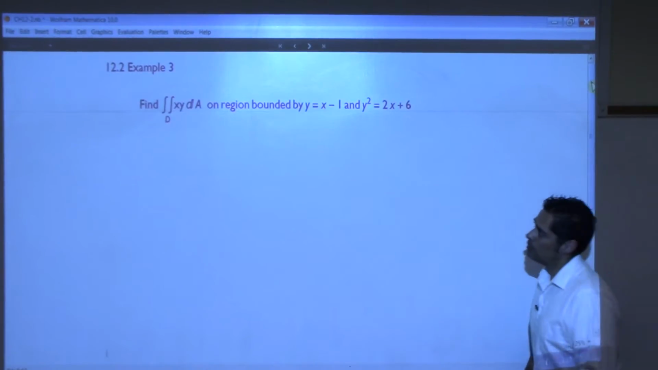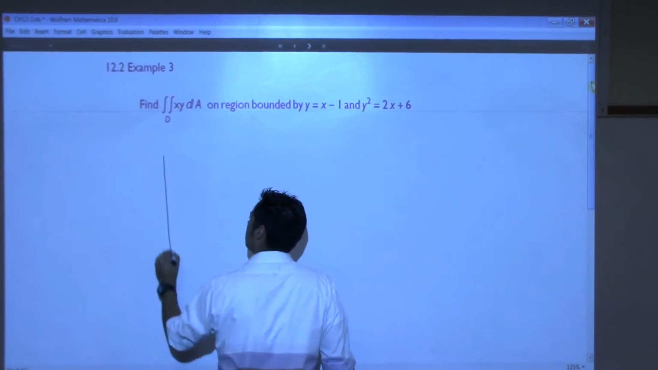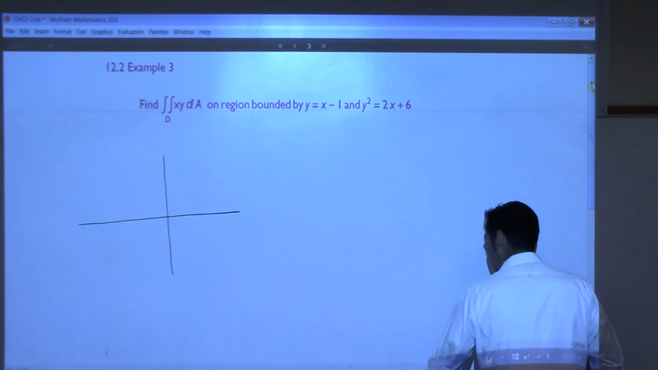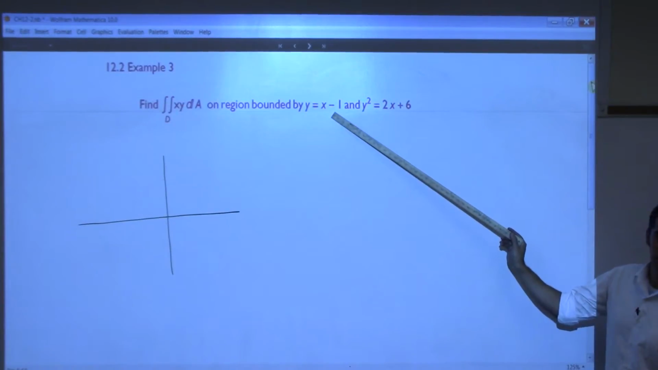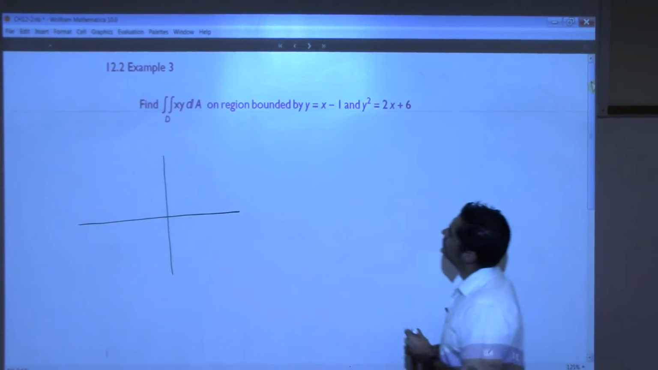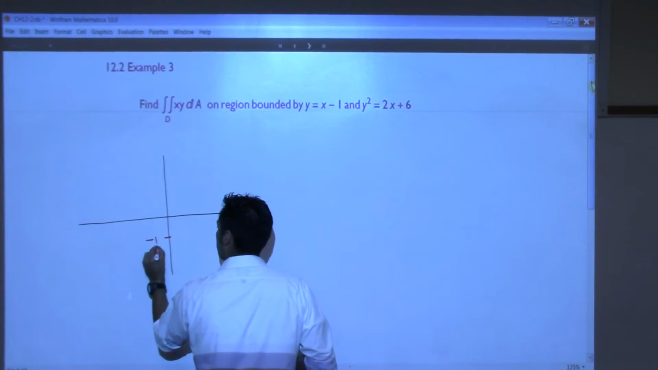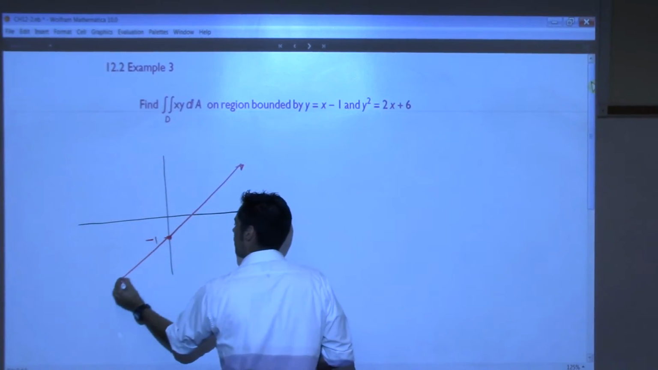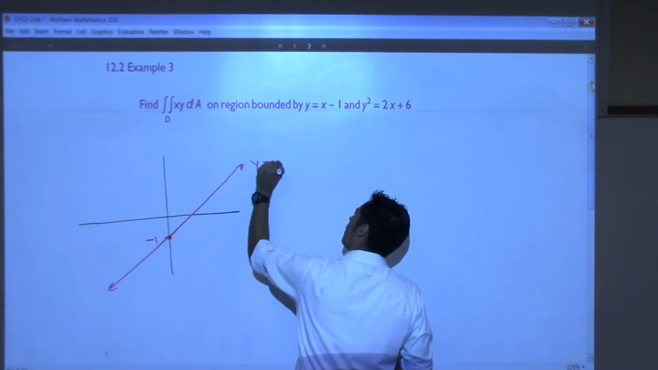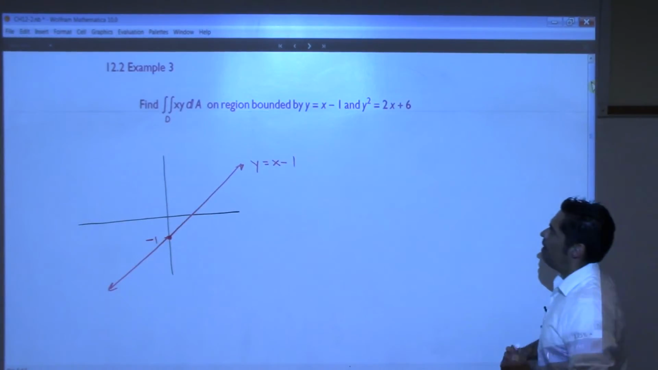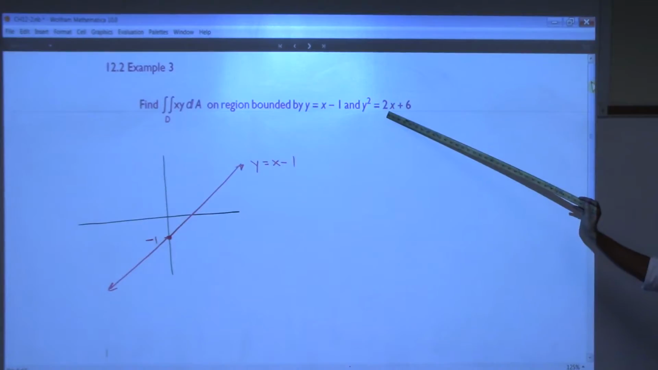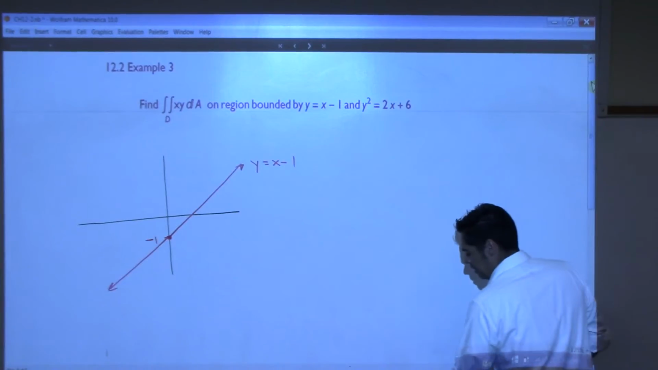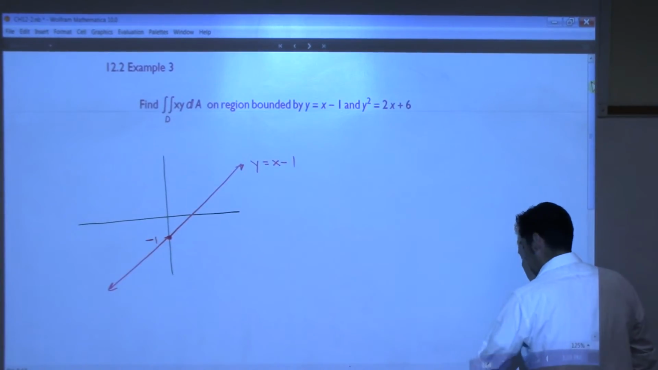Okay. Let's see if we can draw this, though. Y equals x minus 1. That should be easy for all of us to draw, right? Y-intercept of -1 has a slope of 1. Looks like this. But how about this one? How are you going to draw this? It's a parabola, right? Sideways. So let's see how we could do that.